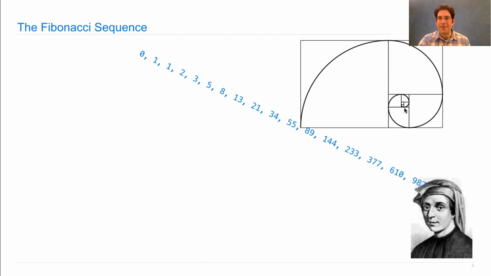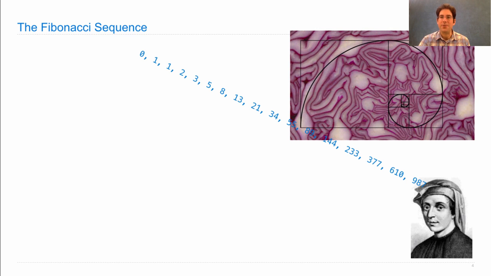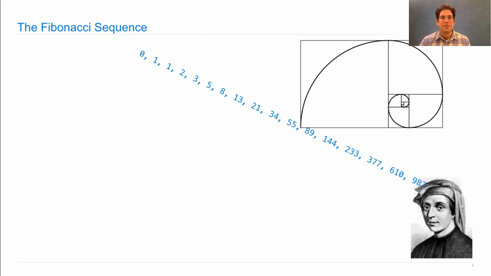And then if you draw a spiral going through the intersection points of these squares, you get an ever-expanding spiral that looks particularly well-balanced to the human eye. It's also a spiral that people like to look for in nature. Here is a cabbage where somebody thinks they've discovered the golden spiral. Okay, enough about the Fibonacci sequence.